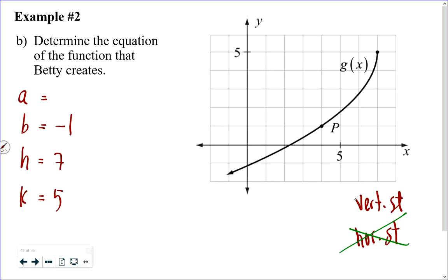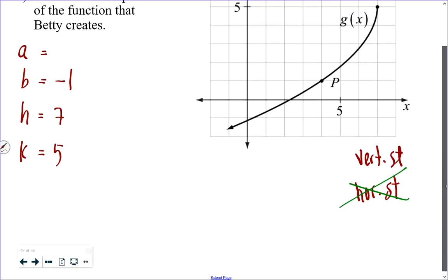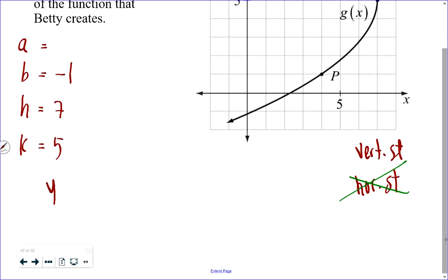A is a missing parameter. Let's build the equation. Our equation is going to be y is equal to a root b x minus h plus k. So how are we going to find out the value of the parameter a? Who can tell me? Paige.